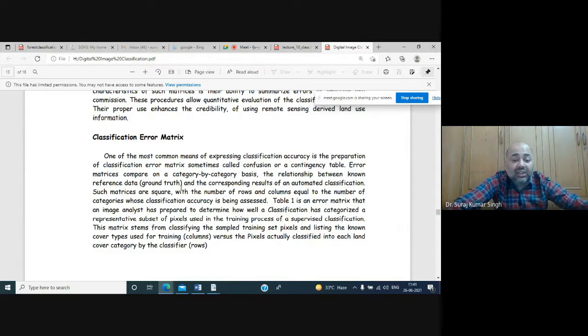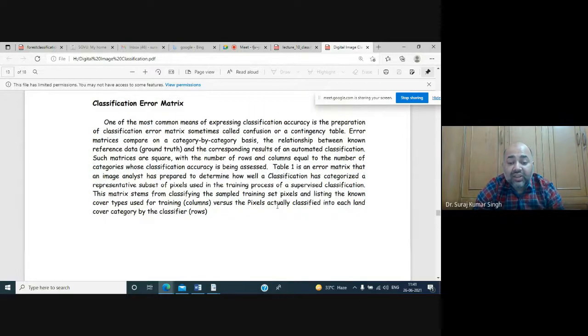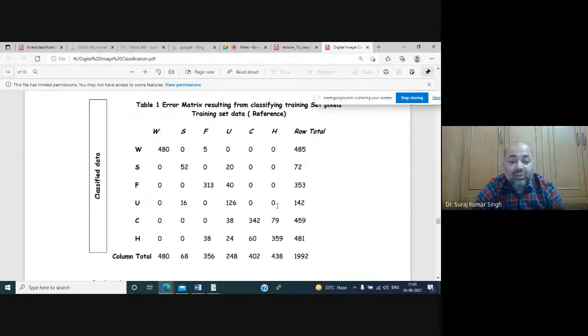So the error matrix compares, on a category by category basis, the relationship between the known reference data, the ground truth data, and the corresponding results of the automated classification. So you will check the accuracy of each and every class that you have taken out, and then you will create an error matrix of each and every pixel. This is your classified data set, where you will plot it in the form of rows and columns.